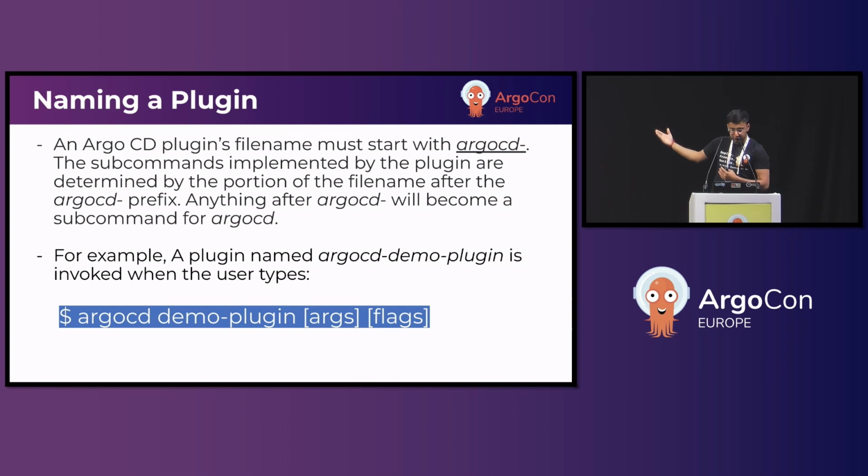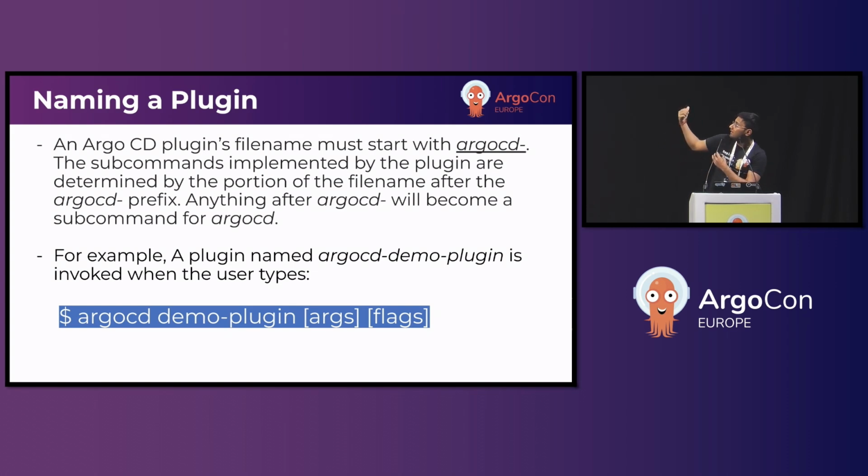So for example, if you have a plugin named argocd-demo-plugin on your system's path, this is actually going to get executed as argocd. Then everything after the argocd- prefix is going to become a subcommand of Argo CD.